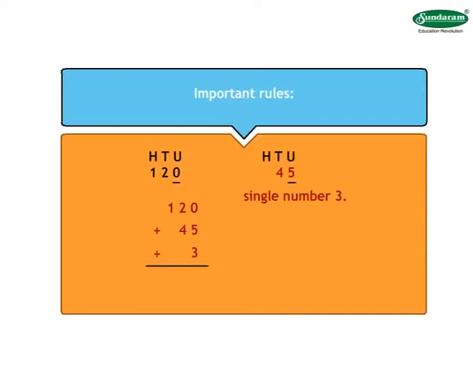Now add the units place digits, that is 0 plus 5 plus 3. We get 8. Write 8 in the answer place in units place. Add tens place digits, that is 2 plus 4 is equal to 6. Write 6 under tens place in answer place beside 8. Write 1 in hundreds place as it is, as we have no digits under 1 in hundreds place. Therefore, answer is 120 plus 45 plus 3 is equal to 168.